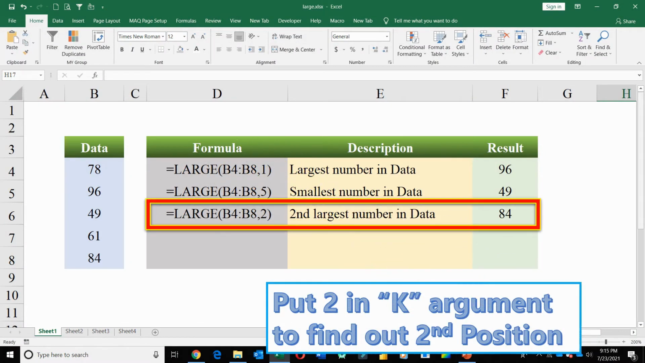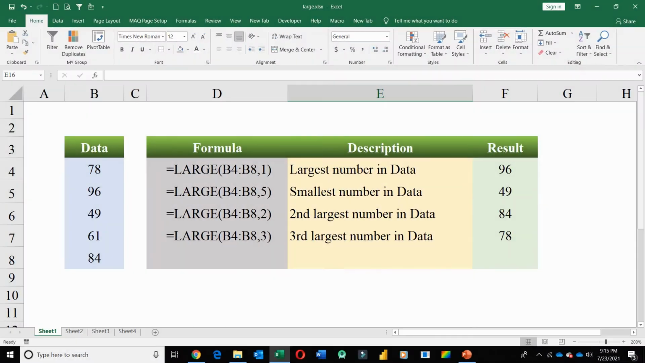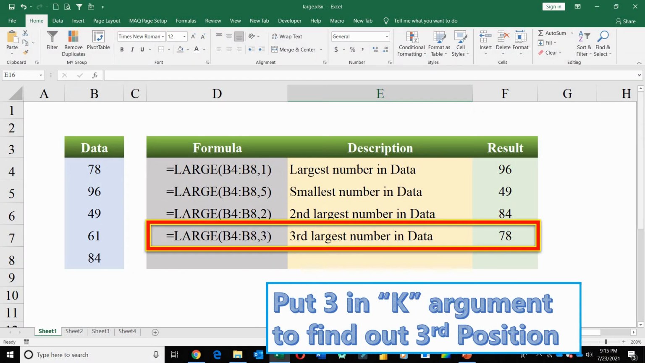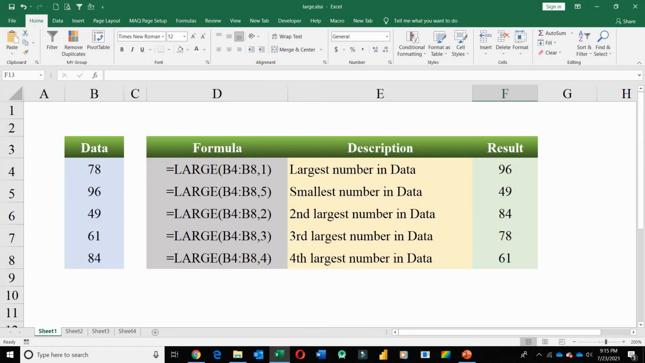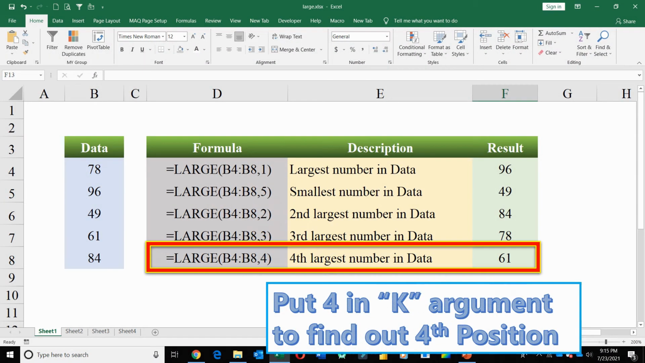Now put 2 in the k argument to find out the second position. Then put 3 in the k argument to find out the third position. In the same way, if you want to find the fourth position, put 4 in the k argument.